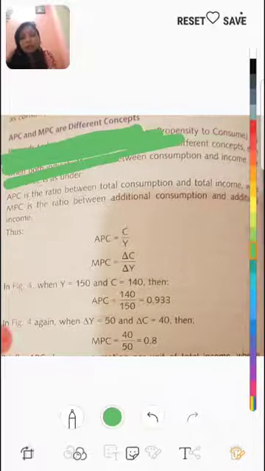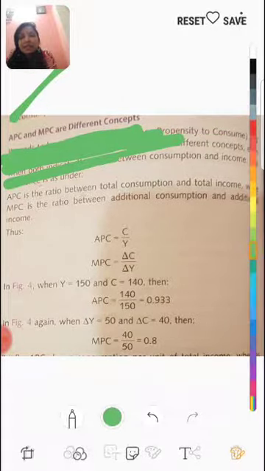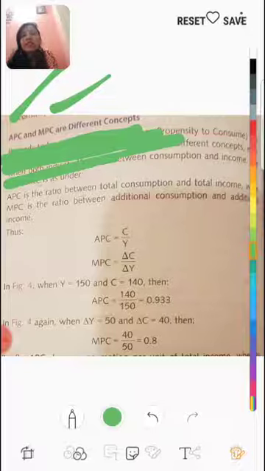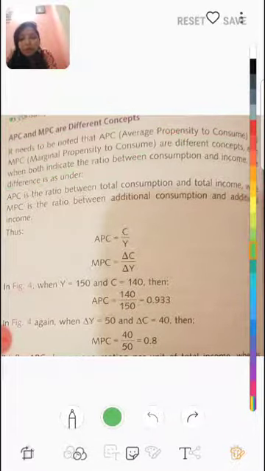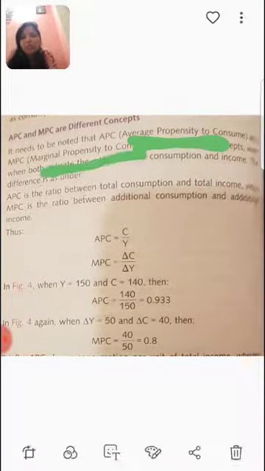It has two parts. That is, first is APC and second is MPC. APC, average propensity to consume. MPC, marginal propensity to consume. Okay. So what is APC? APC is average propensity to consume and MPC is marginal propensity to consume.